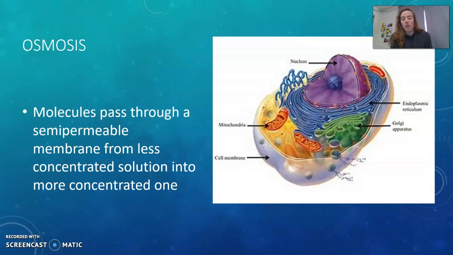Osmosis happens when cells within our bodies or animals' bodies, whenever molecules pass through the outside of that shell, the semipermeable membrane, from a less concentrated solution to a more concentrated one. So osmosis happens in cells, and molecules pass in and out of the cell.